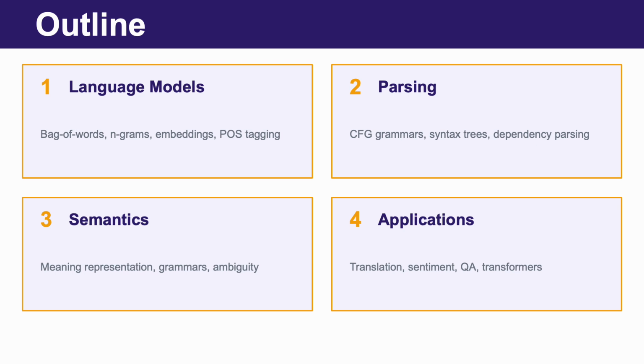By the end, you will see how the same ideas power tools as different as grammar checkers, Google Translate, and ChatGPT, or Anthropic Claude, or Google Gemini. Think of learning to cook. You first learn ingredients, language models, then how to combine them into dishes, parsing and semantics, and finally, you cook complete meals for people, applications. Each step depends on the one before it.